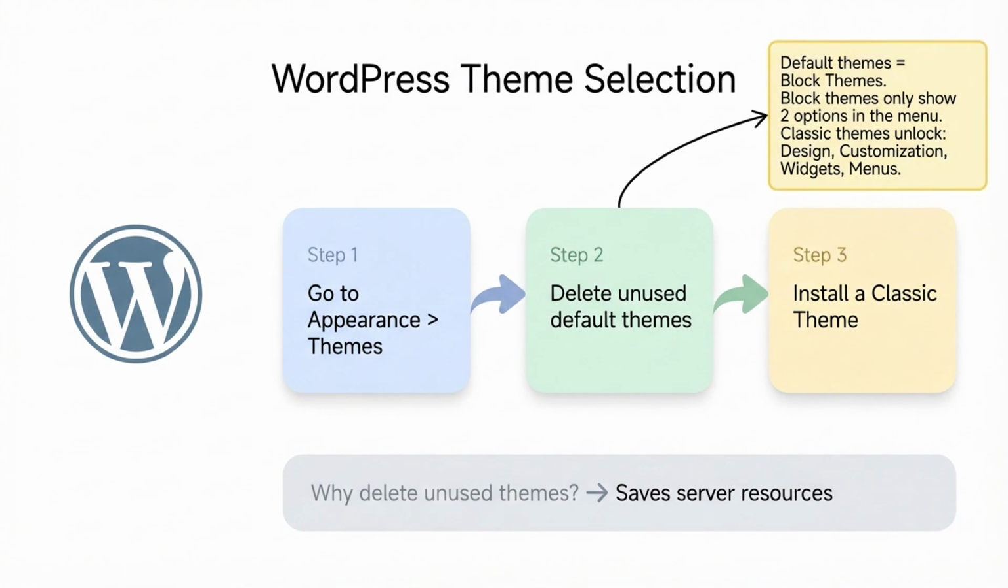Here's an important observation the instructor makes. The default themes that come with WordPress are block themes. When a block theme is active, you only see 2 options in the Appearance menu, the theme editor, and that's about it. But once you install a classic theme, the menu expands significantly. You get design, customization, widgets, menus, and more. That's a big difference in what you can actually do.